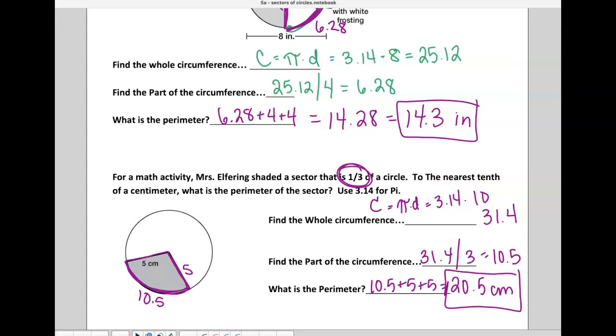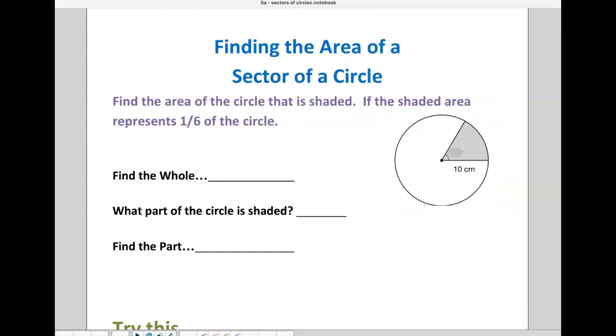Okay, we're going to move on to area then. Area is pretty quick. Okay, so to find area of a circle that's shaded, we're really just looking at the shaded part, the inside, right? Area is the inside. We're not going around the outside. So to find the area of this part, that's 1/6 of the circle, I need to start with the whole area. I need to find the whole circle, and then I can find part of it.